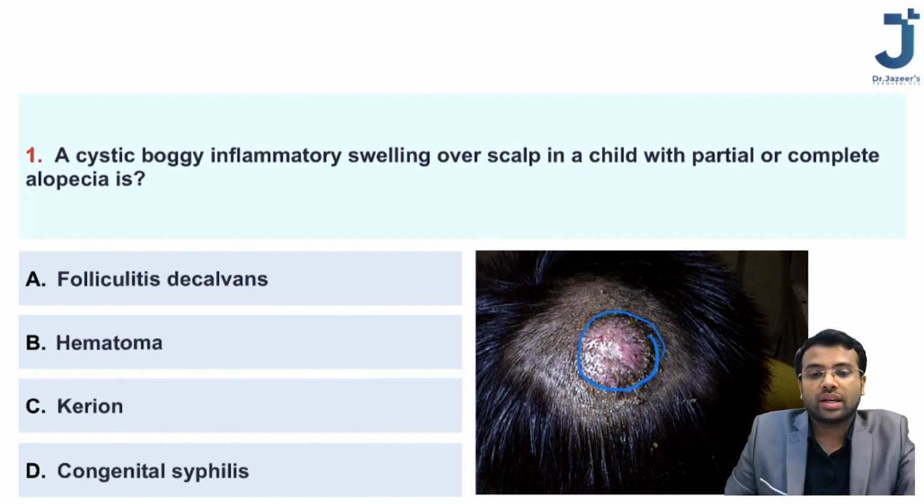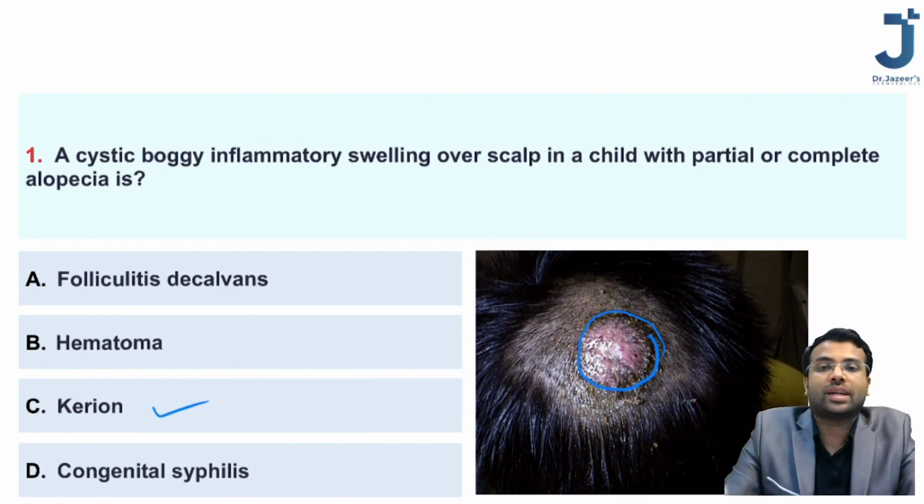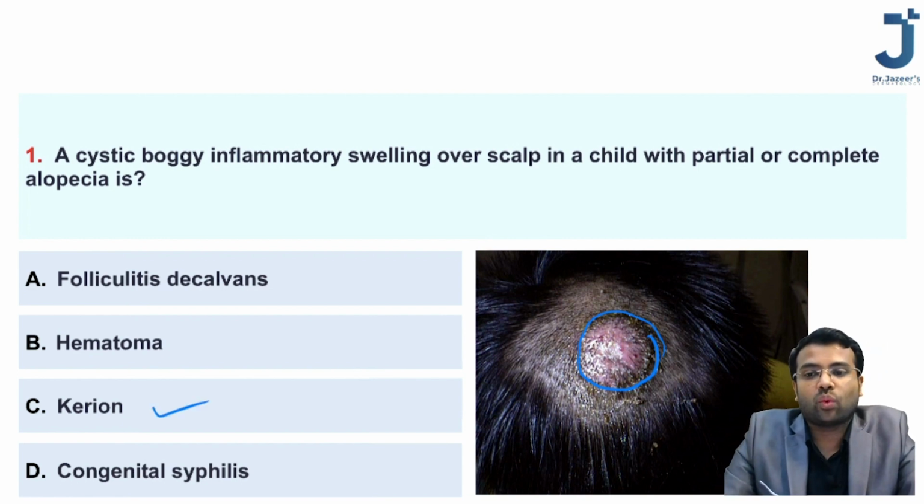So once this happens in a child, you will obviously try to rule out a carbuncle as well as a fungal infection, which is called tinea capitis. In tinea capitis, there is an inflammatory type which is called kerion, which is the right answer in this question. So let us see why kerion is going to be the right answer among all the options given below.